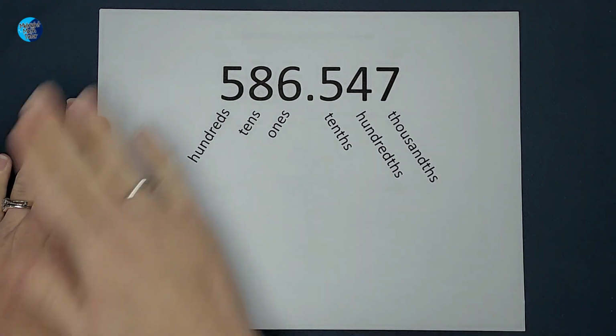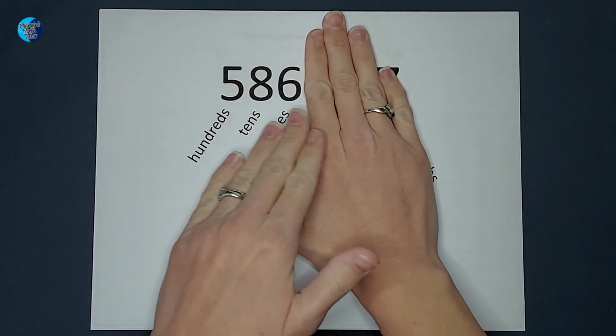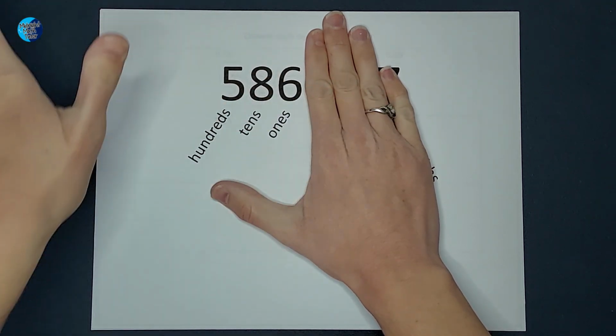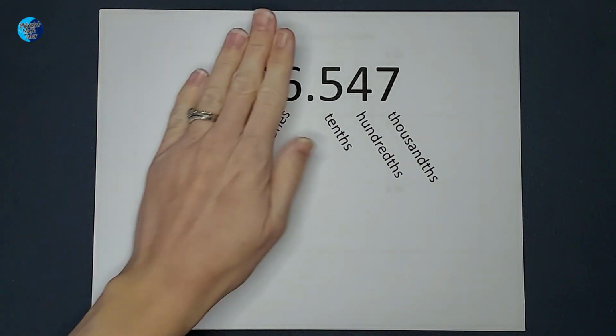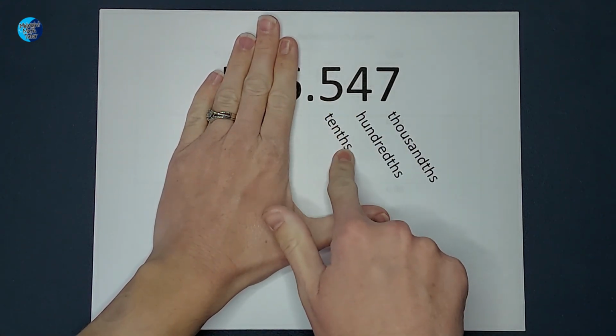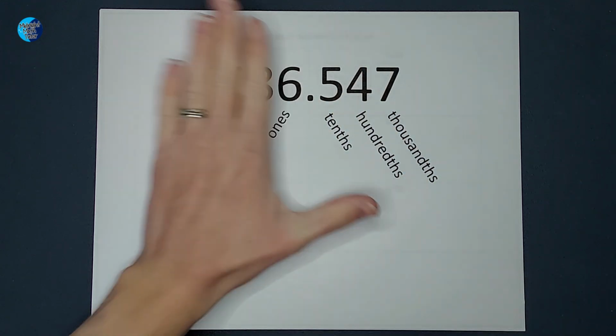So when we have a number such as this, we're pretty familiar with these place values, right? We've got our ones, our tens, our hundreds, it keeps on going. Well, there are also place values after the decimal. We have the tenths, the hundredths, the thousandths, and it keeps going.